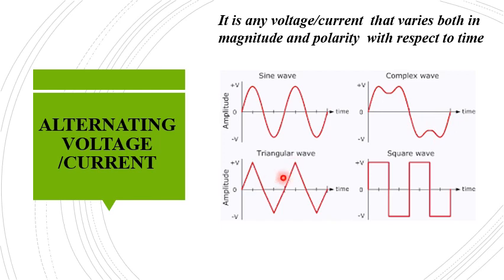Here in the case of the triangular wave as well as the square wave, we can see that the magnitude is sometimes positive, then sometimes it is negative. So magnitude is changing as well as the polarity is changing. So all these four are the examples of an alternating voltage.